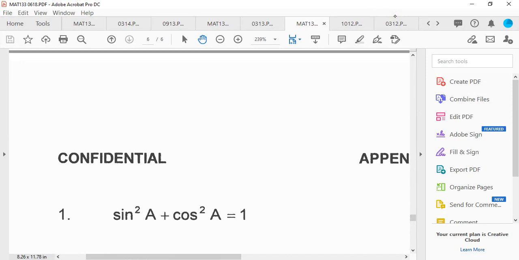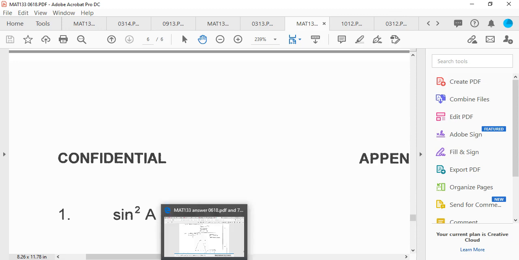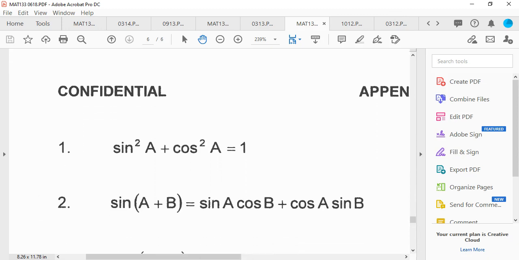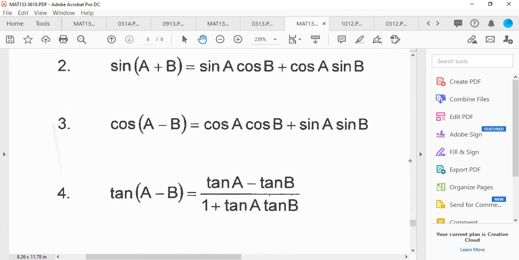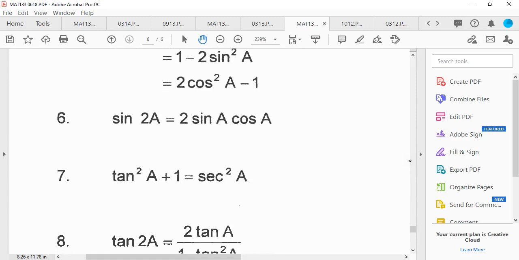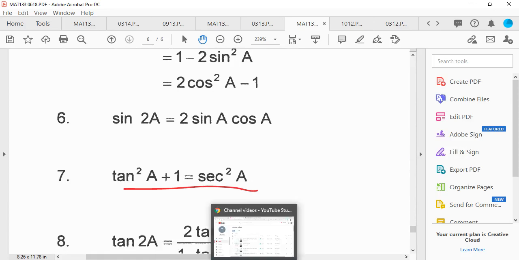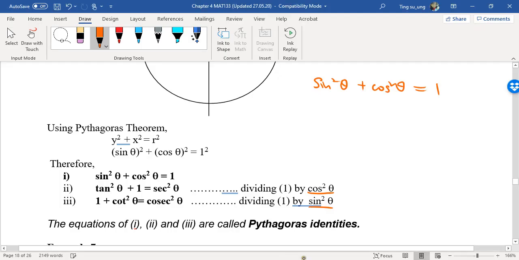But there is one thing that I want to share with you. The identity is already given, the first one, and equation 7. But there is one more that is missing here, that is the third one. So I just want to share with you as a whole.